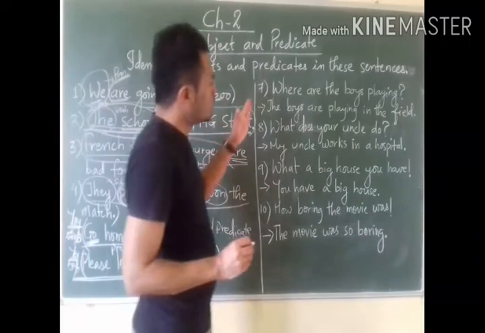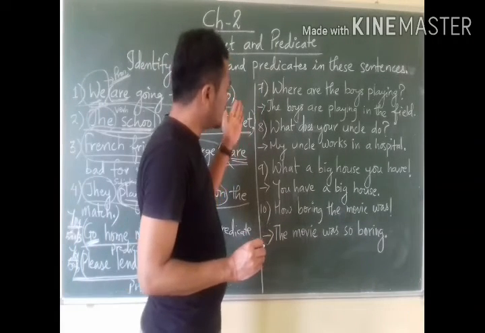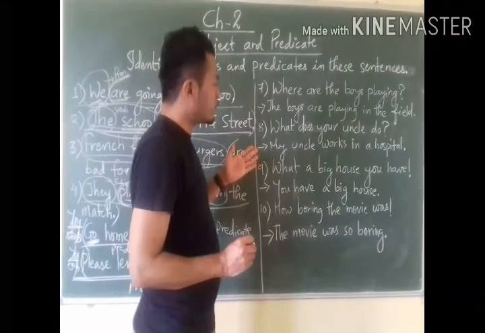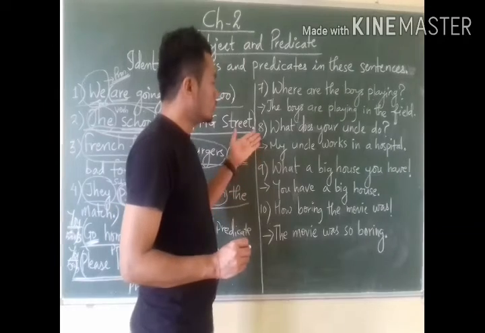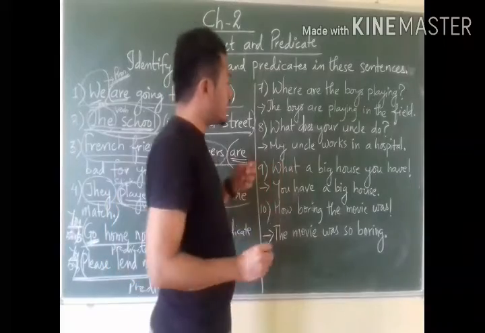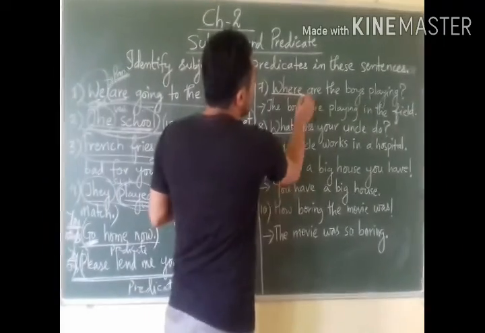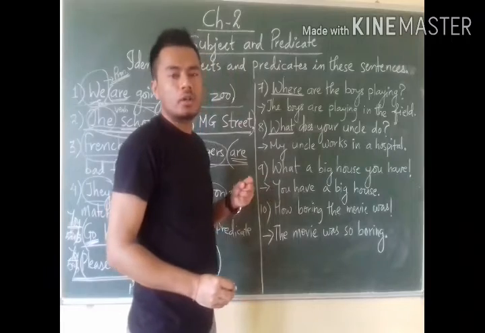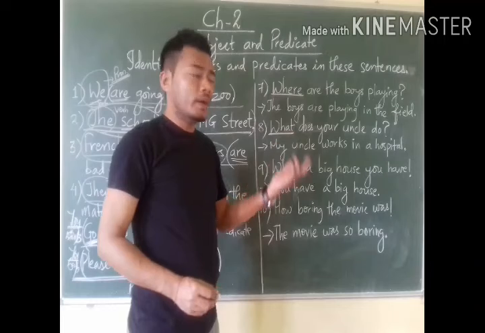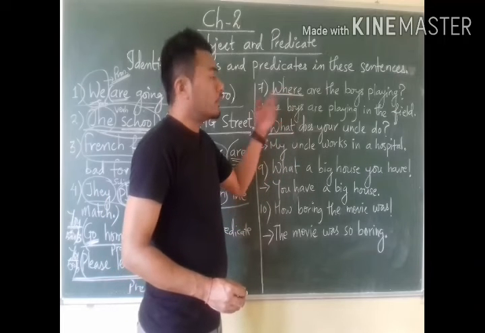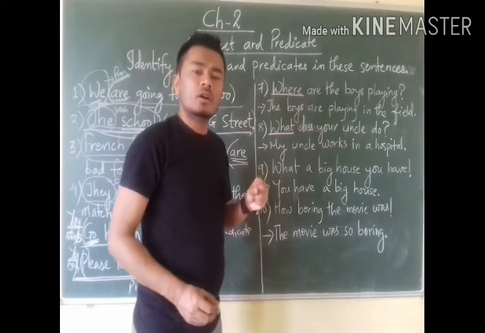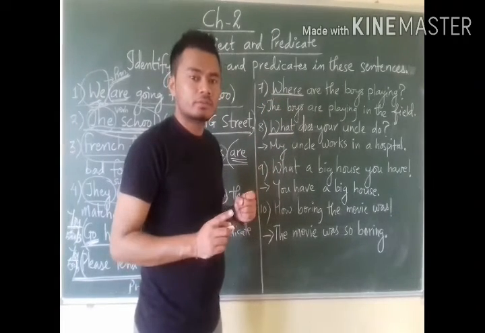Okay. Now come to example number 7 and 8. Example number 7: Where are the boys playing? What does your uncle do? Number 8. So here these sentences are interrogative sentences, and these interrogative sentences are framed by using WH words. The WH words here are where and what. So whenever we frame interrogative sentences by using WH words or helping verbs.